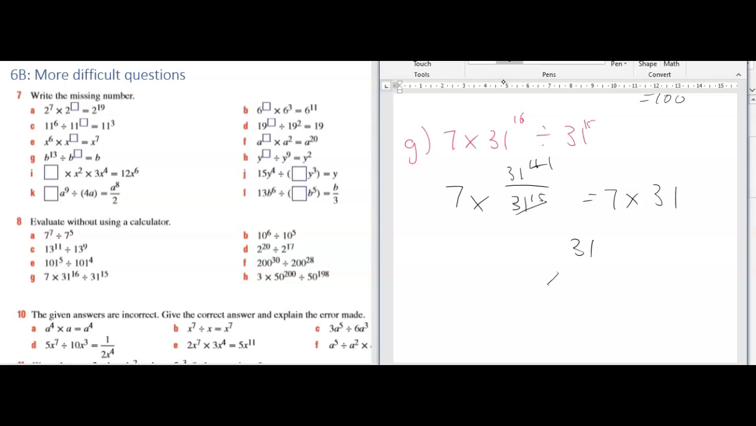And I'm going to do long multiplication. 1 times 7 is 7. 3 times 7 is 21. So 217.